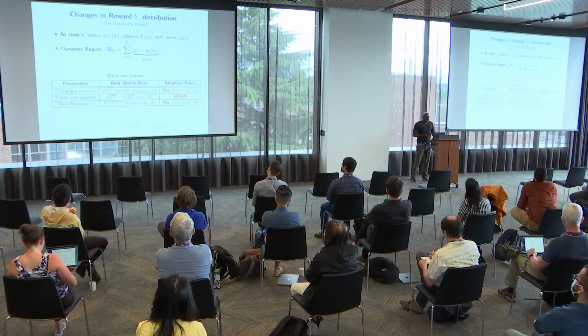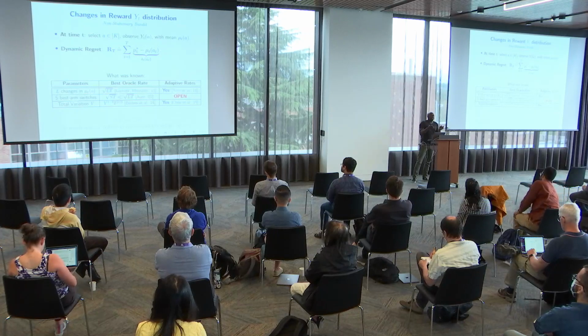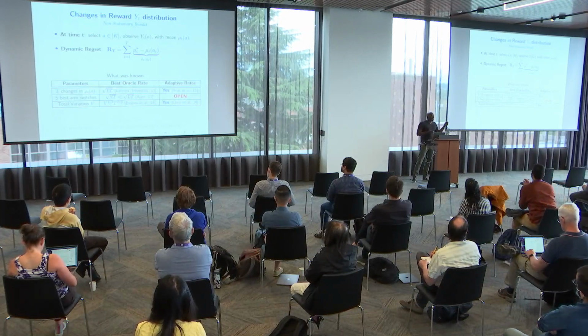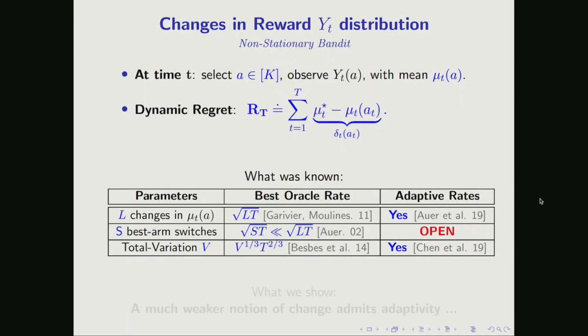However, we do realize that not all changes matter. It's clear that not all changes in mean rewards are severe, because if the best arm has not changed, we probably should not care. So S here is the number of changes in the best arm. Here we know that the oracle rate should be something like square root ST.